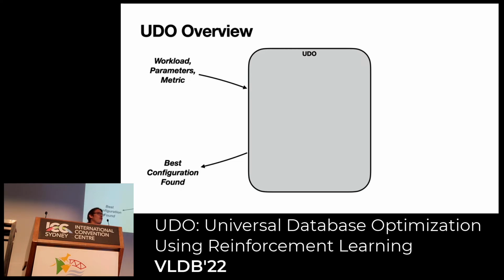Now, the output of UDO after a user-specified amount of tuning time is the best configuration that it has found so far. A configuration is essentially the total sum of all of those tuning decisions which assign specific values to all of those parameters.